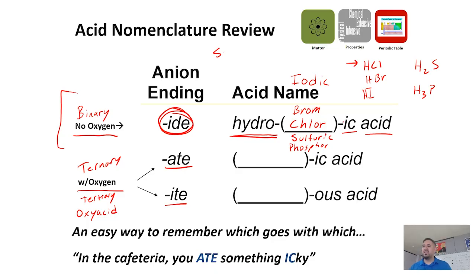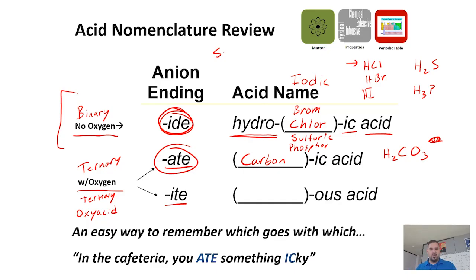So if we had something that ends in ATE, for example, carbonate. So what's the formula for carbonate? What's the charge? So to balance this, we're going to have to put 2 hydrogens. So the acid is H2CO3, okay? And it ends in ATE. So what do we do to its name? So for carbonate, we're going to put carbon over here. We get rid of the ATE, carbonic acid.